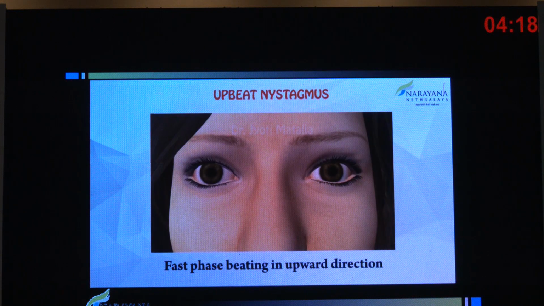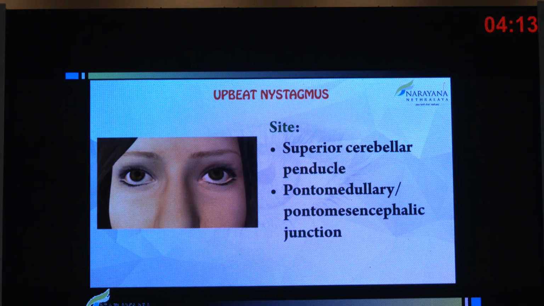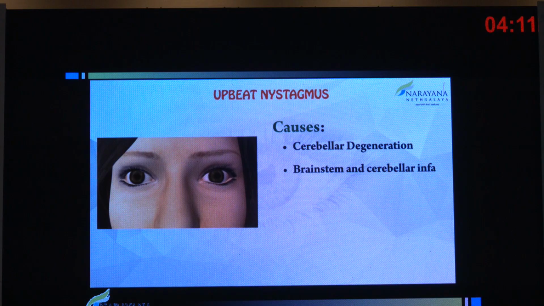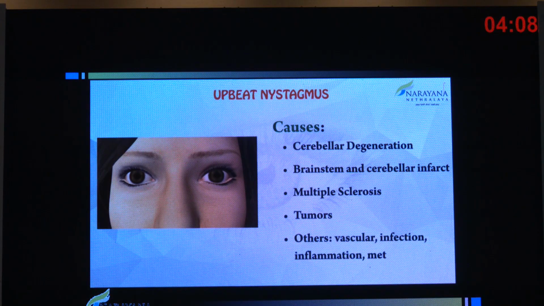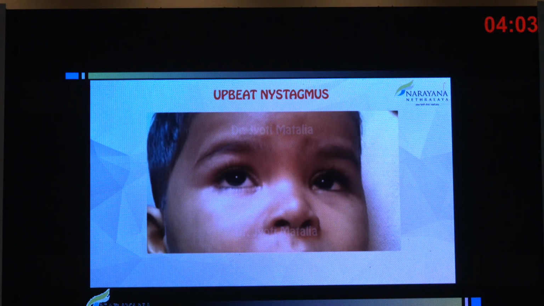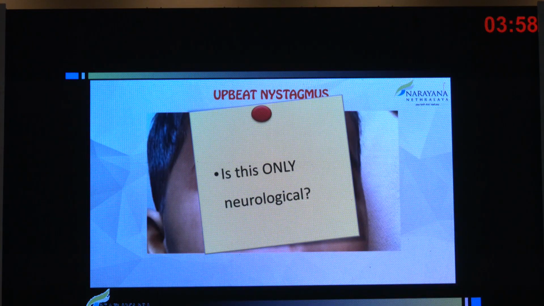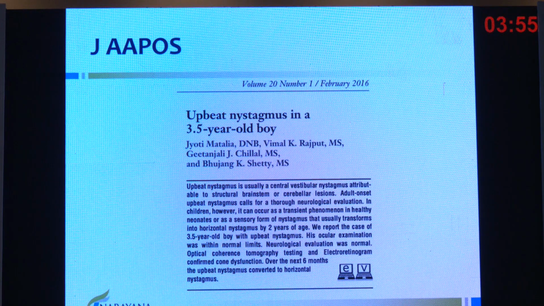Now upbeat, on the other hand, has a fast phase beating in the upwards direction. The site is the superior cerebellar peduncle and the pontomedullary or the pontomesencephalic junction. Again, these are the various causes, and you'll get the details whenever you look in Google. Now this is a classical child who had upbeat nystagmus, but what you should understand in a child, with a history of consanguinity, don't always jump to neurological. It's not always neurological. We have found a case of upbeat nystagmus with a cone dysfunction. So important history of consanguinity, and in a child eventually this upbeat becomes horizontal. So try to study your nystagmus in children over time because it can change.